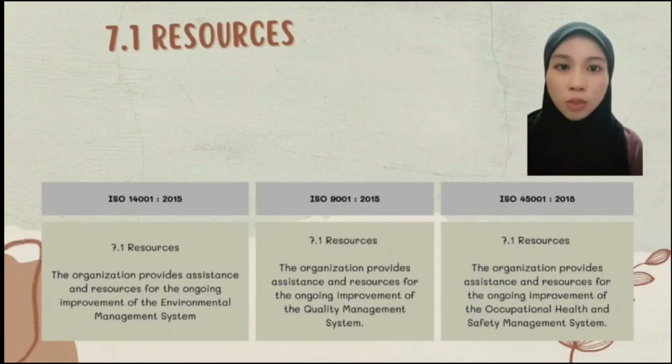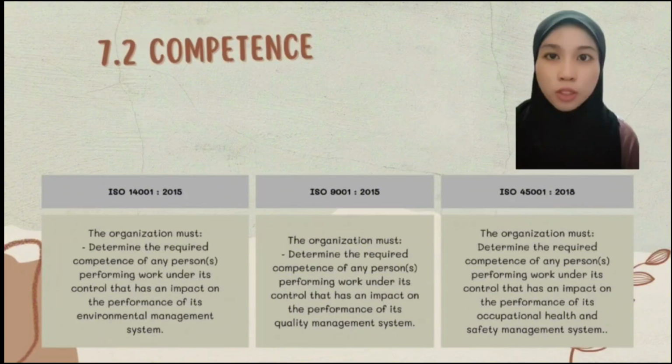The three of them are quite similar, in which the organization provides assistance and resources for the ongoing improvement of all three. For 7.2 is competence, which first is that the organization must determine the required competence of any person performing work under its control that has an impact on the performance of each of the three. The second one is that documented information is required.